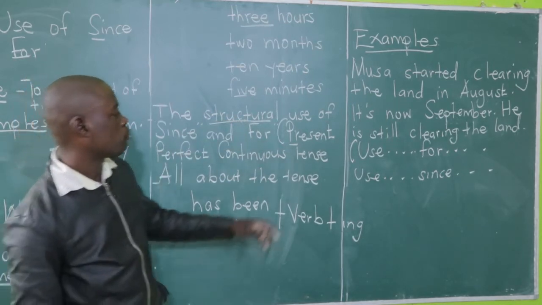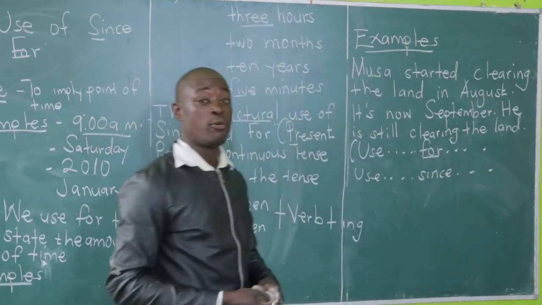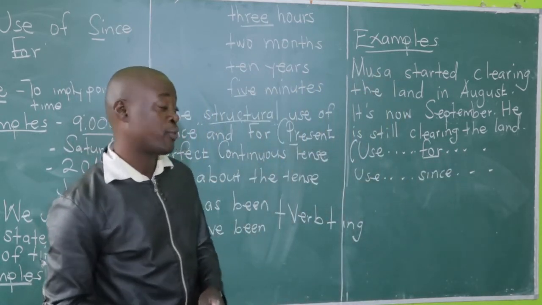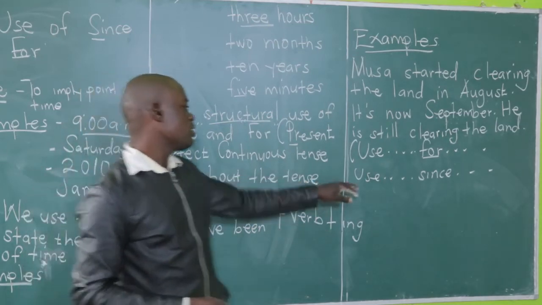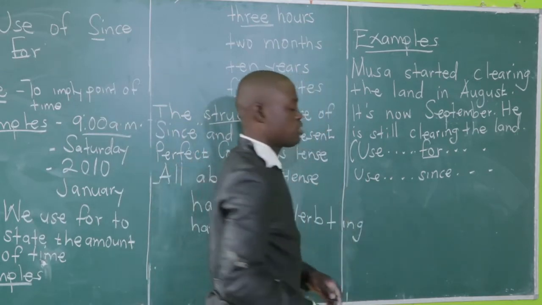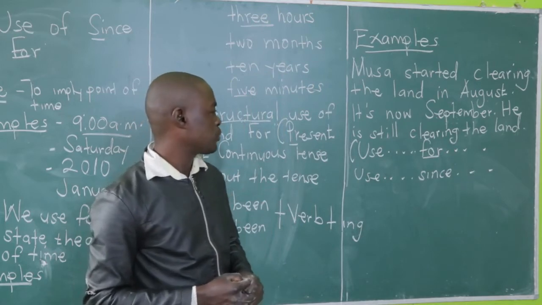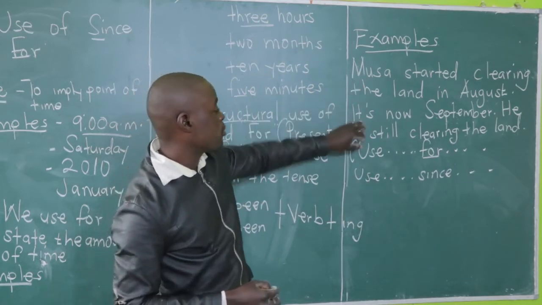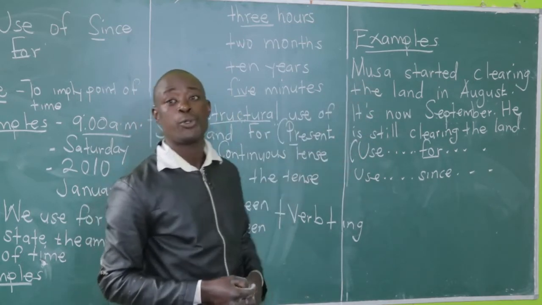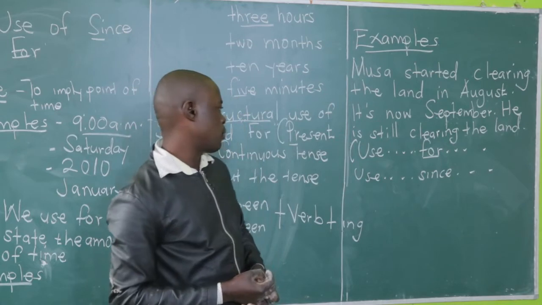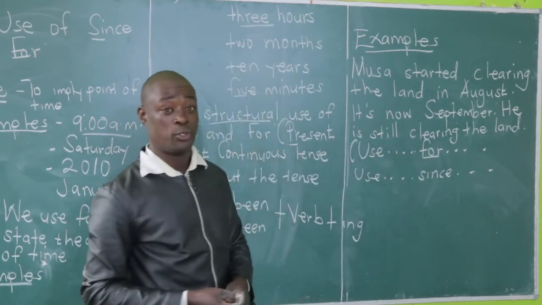Now, when you are taught to use for, don't forget, for is used to imply or talk about a duration when an action began. And again, when you are taught to use since, we intend to talk about a point of time when an action began. Let's go. When you read through the following sentences, they will tell you to rewrite as one sentence using for or using since.